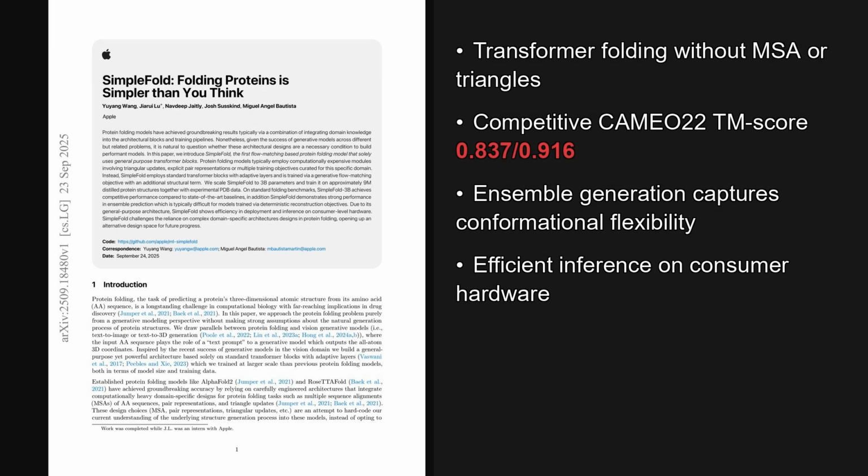Wrapping up, 2 takeaways stand out. A plain transformer with flow matching achieves competitive folding accuracy without multiple sequence alignments or triangle updates, and the generative setup yields realistic structural ensembles while running efficiently on modest hardware. The broader implication is a simpler, scalable path for protein modeling and deployment.